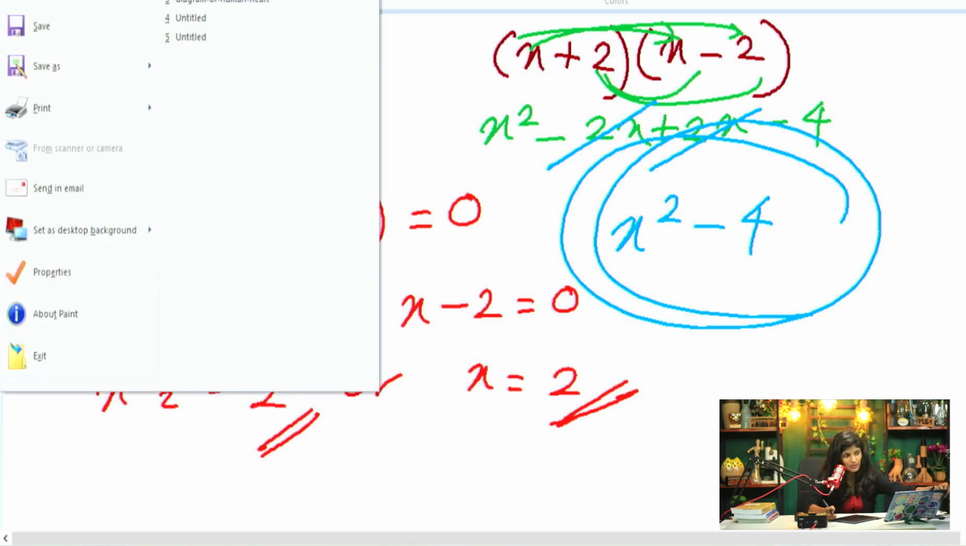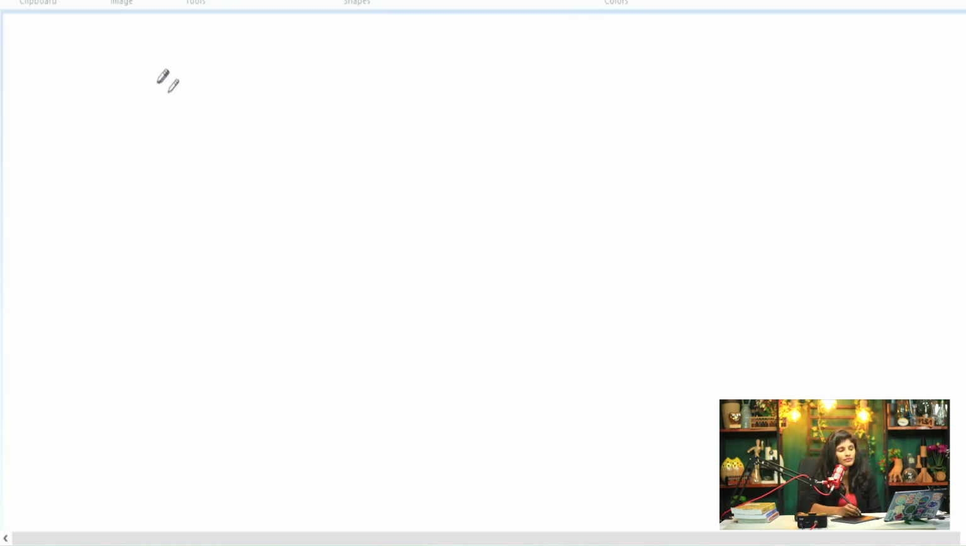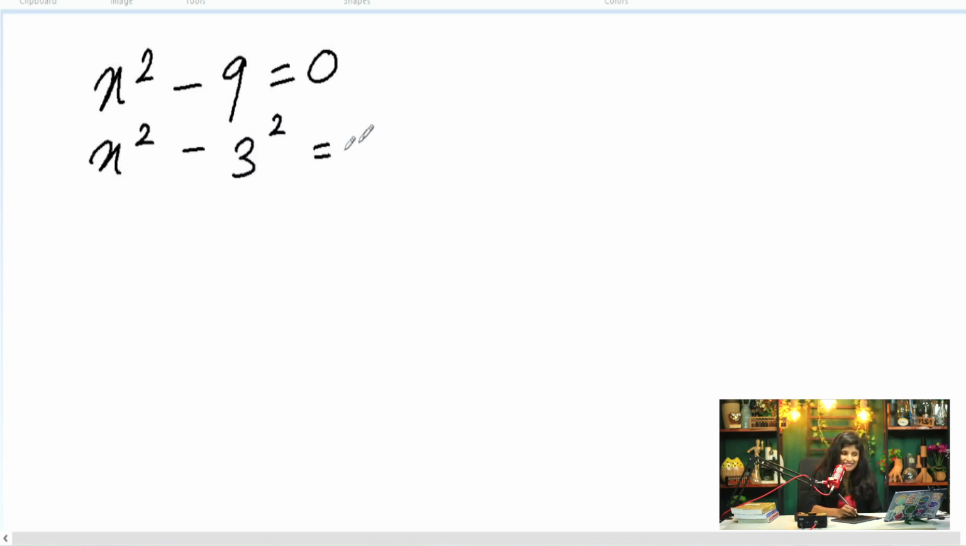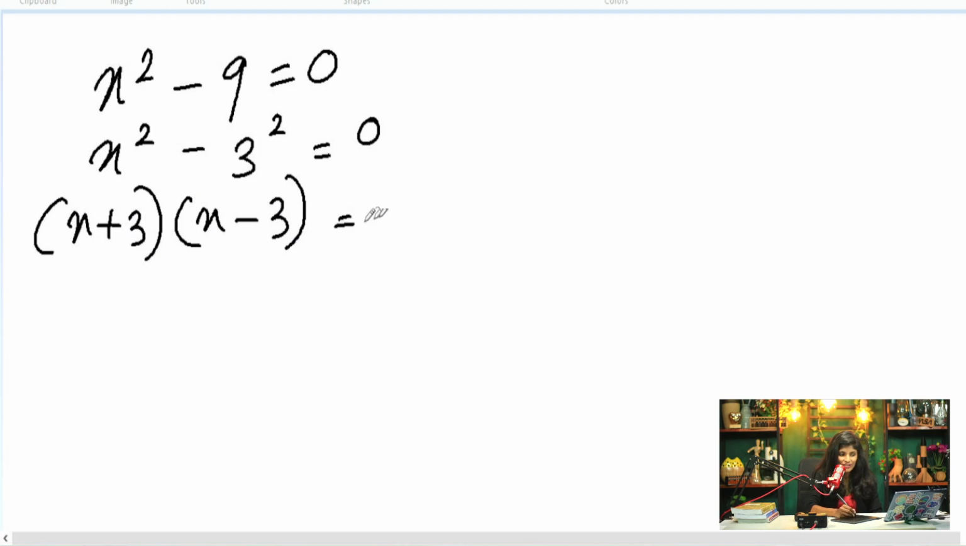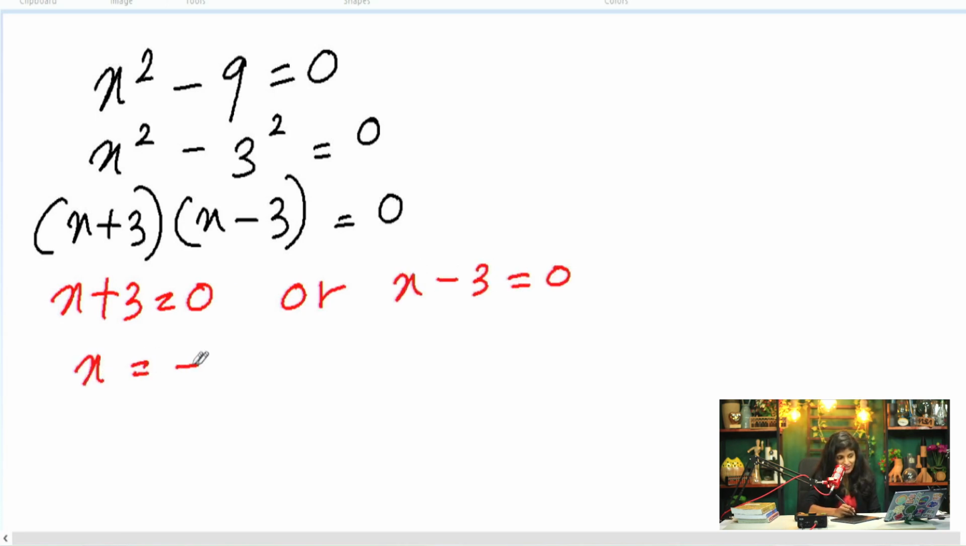Okay. So moving to the next question: x square minus 9 equals 0. Then x square, 9 means 3 square, right? Equals 0. So I can write x plus 3 and x minus 3 equal 0. First one, second one, addition. Here first one, second one, subtraction. So now this is easy. We have discussed so many questions now. So x plus 3 equals 0 or x minus 3 equals 0. Then x equals negative 3 or x equals positive 3. Done.